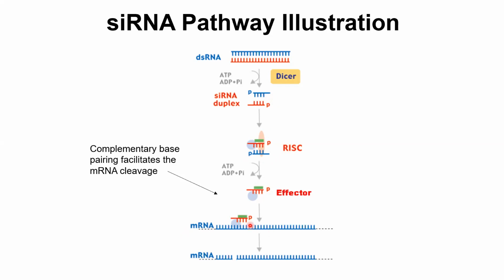Once this single-stranded RNA along with some proteins binds to the messenger RNA, that messenger RNA would be chopped in a number of places and the translation would be inhibited and the gene would be silenced.